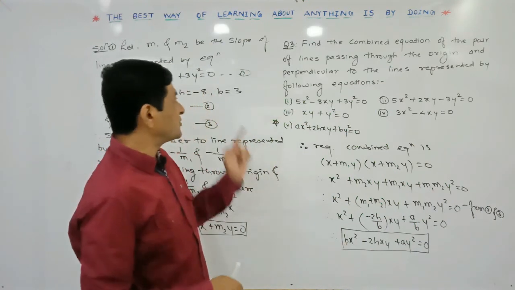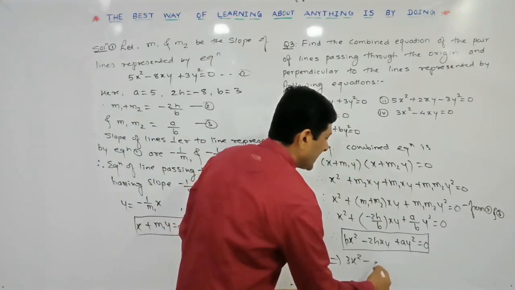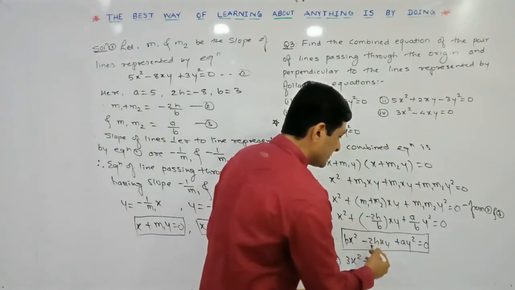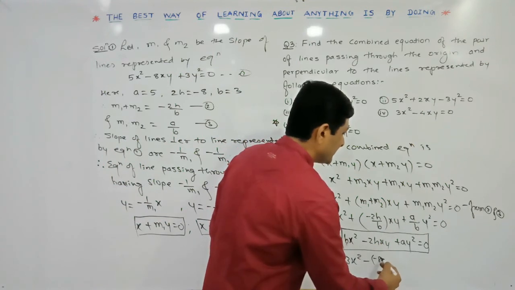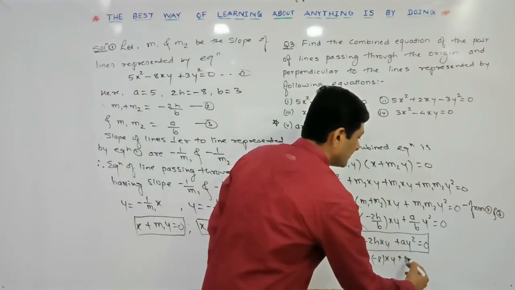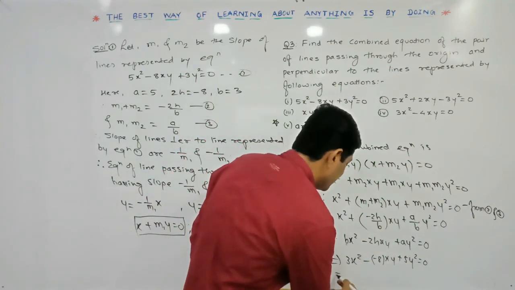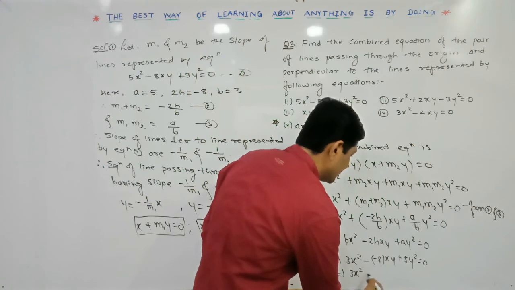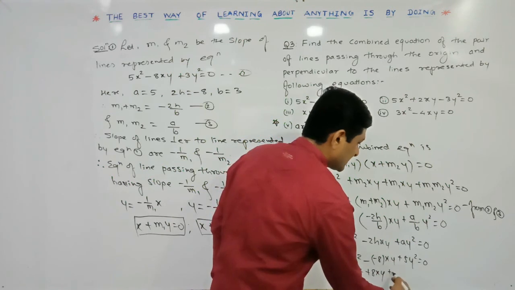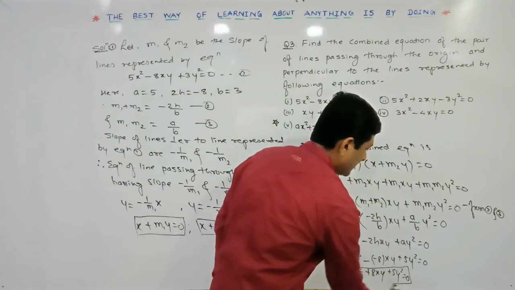Lastly, let us replace b by its value. What is the value of b here? 3. So this implies 3x square minus, keep it as it is, 2h I am replacing by its value. What is the value of 2h? Minus 8. So here I am replacing 2h by minus 8, minus and minus 8. Keep this xy as it is, plus a I am replacing by its value 5, 5y square is equal to 0. Now let us simplify it. What will we get? This implies 3x square, here minus into minus will become plus 8xy plus 5y square is equal to 0. In this way we have got our required combined equation of lines.